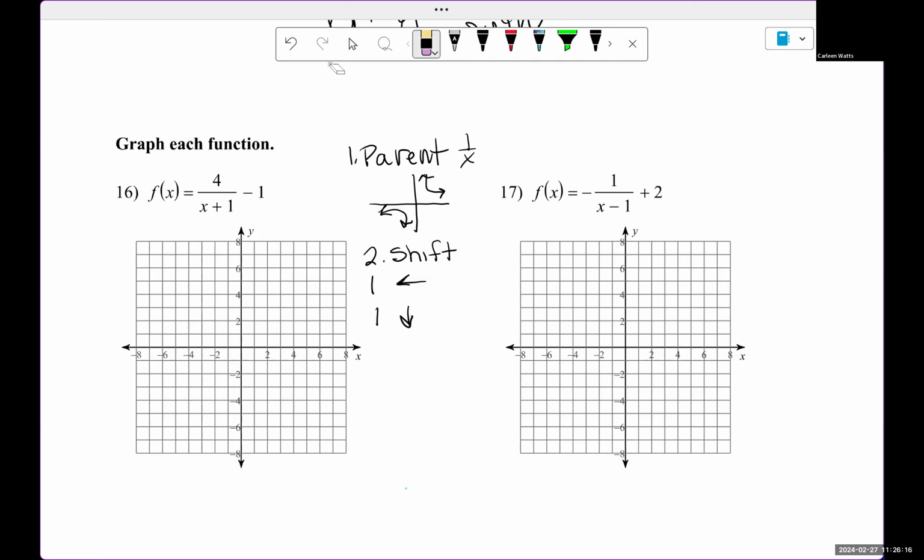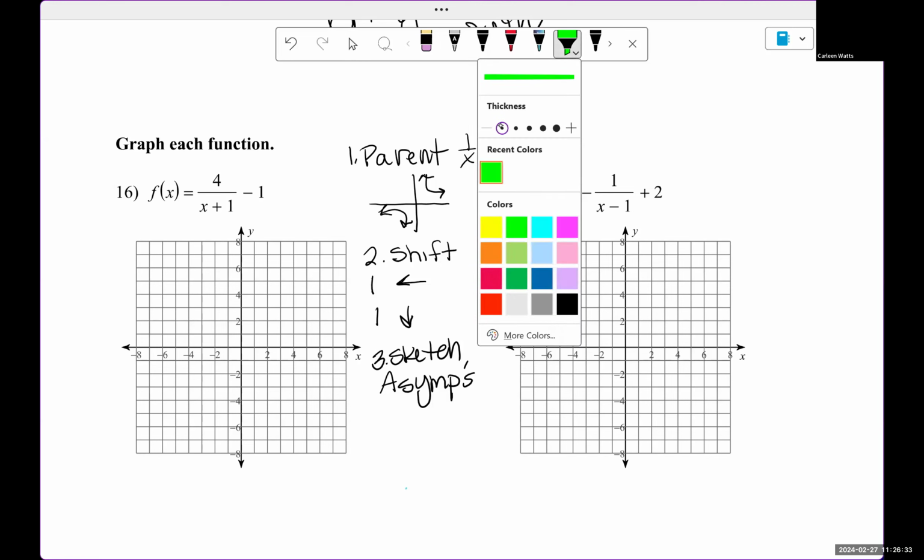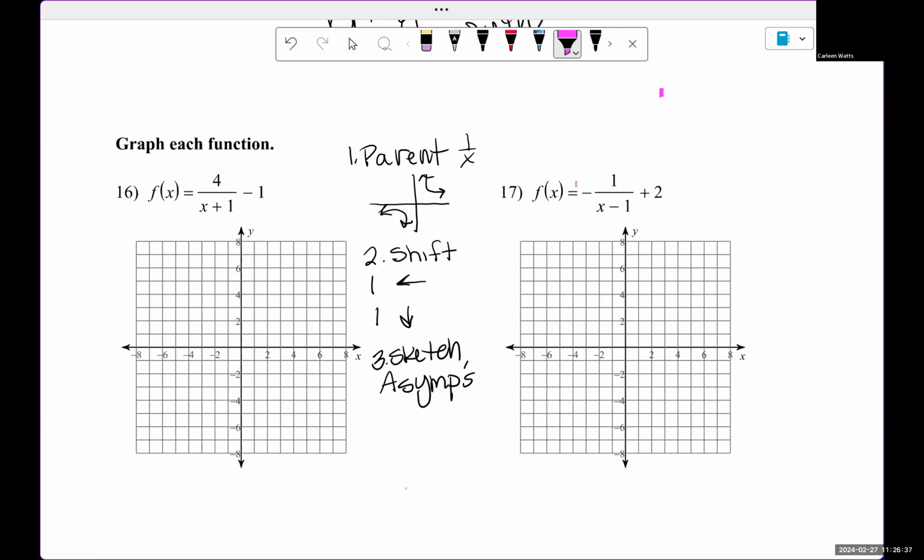Okay, so we are going to sketch the asymptotes. Sketch the asymptotes. So we have 1 to the left and 1 down. 1 to the left, 1 down.